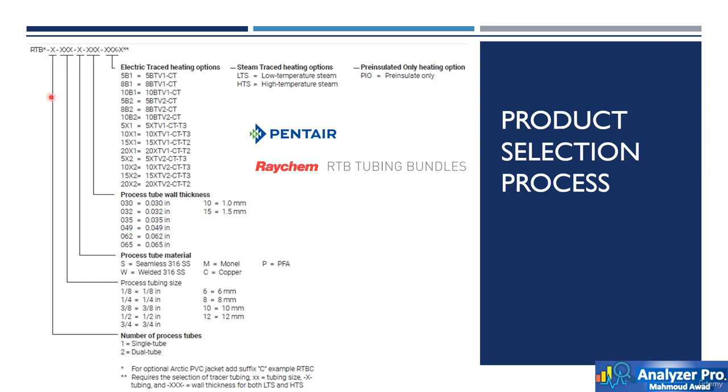First, we have 3 fixed letters, which is a reference to the product family. Then we select the number of process tubes, 1 or 2. Next, the process tubing size, 1/8 inch, 1/4 inch or more; you can also select the size in millimeters. Next is the process tube material, S for seamless 316 stainless steel, M for Monel, P for PFA, and so on. Next is the process tube wall thickness. And finally is the tracing option: electric traced heating options, steam traced heating options or pre-insulated only heating option.